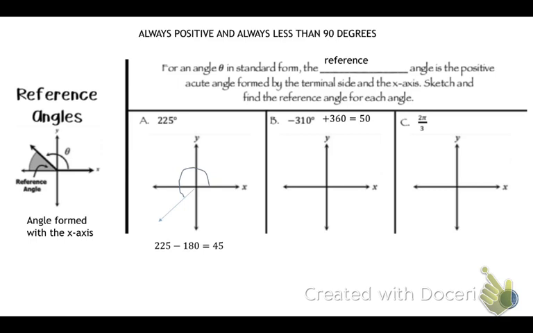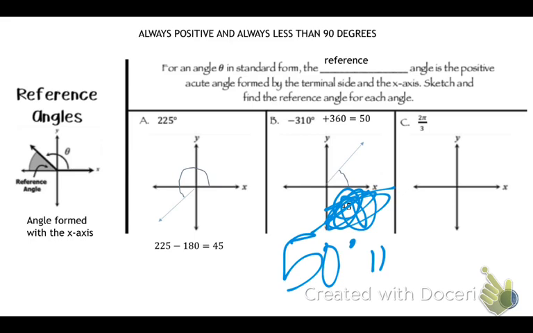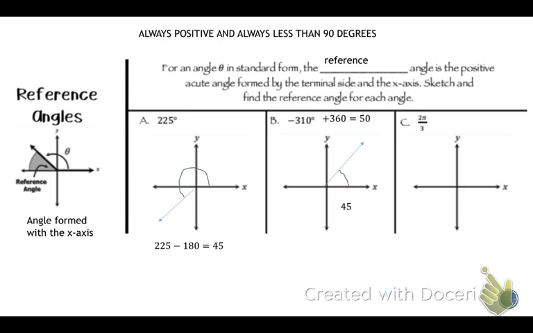Negative 310. I'm just going to change this. So I'm going to find its coterminal angle. I'm going to add 360. So that's the same as 50, which means that reference angle there is 50. Why did I write 45? That was wrong. It should be 50. Sorry. Mistakes. Learn from your mistakes. It makes you smarter. At least that's what they tell you.